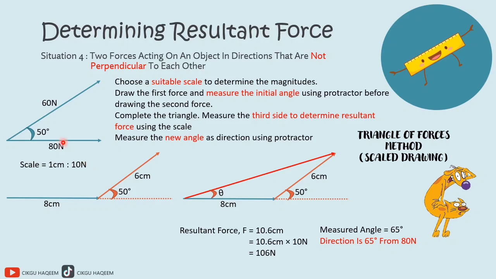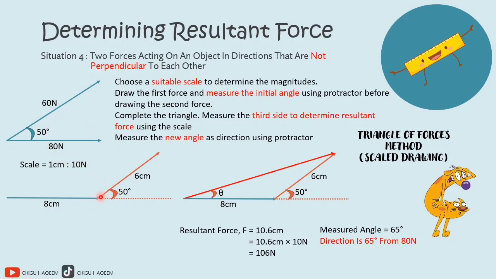Okay, the second step is to draw the first force and measure the initial angle using a protractor before drawing the second force. So over here, after I find the scale, which is 1 centimeter equals 10 Newton, I draw a new line according to the forces that have been given. The first line of force is 80 Newton, so I drew 8 cm using my ruler. And after drawing the first line of force, you need to draw the second line of force, which is 6 cm, following the scale.